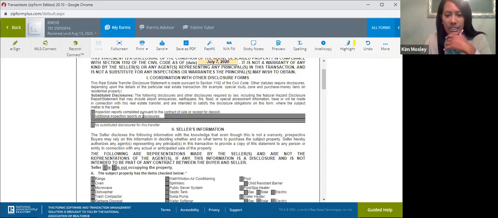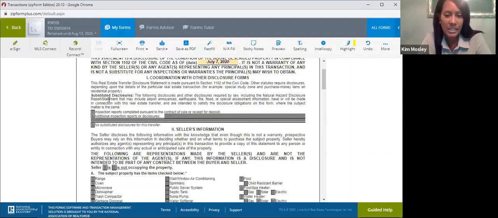Inspection reports completed pursuant to the contract of sale. That could also be the home inspection. Or you would check the last box that says no substituted disclosures for this transfer. So only if you have other reports that you want to incorporate here and say, here's an additional inspection report. It could be a mold inspection, any other type of inspection.